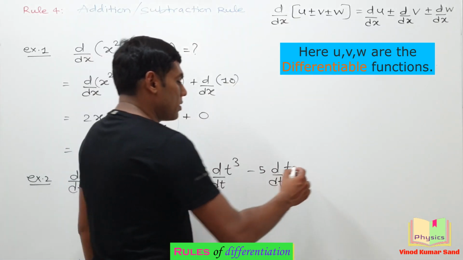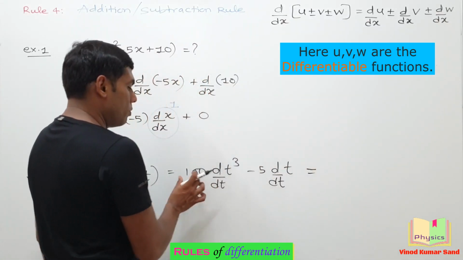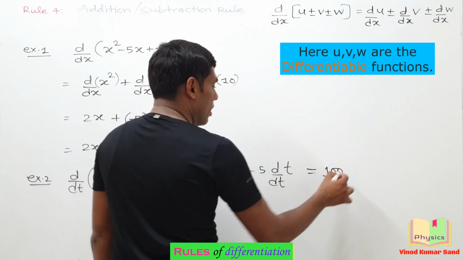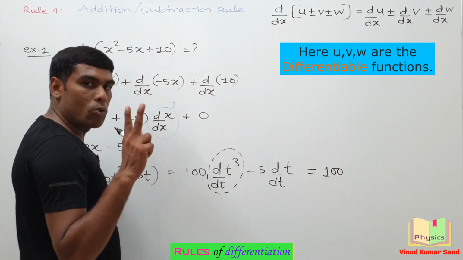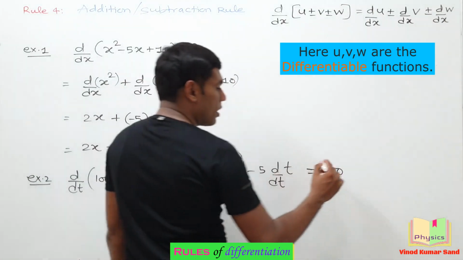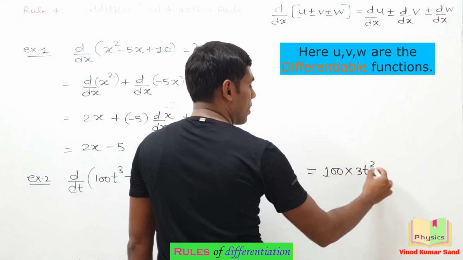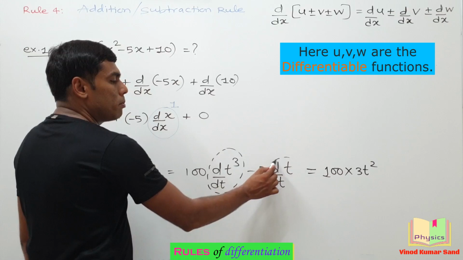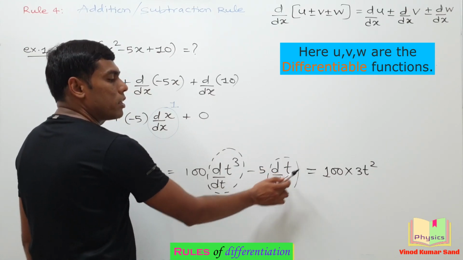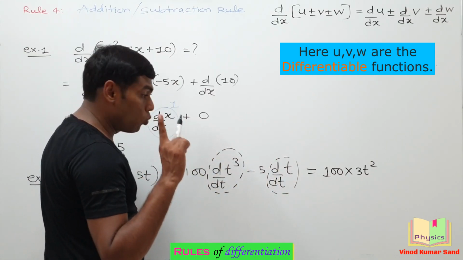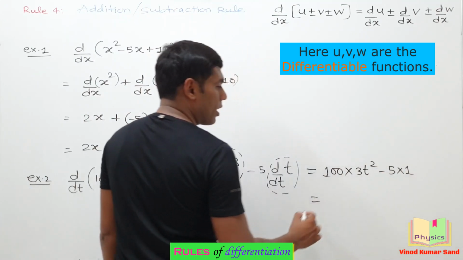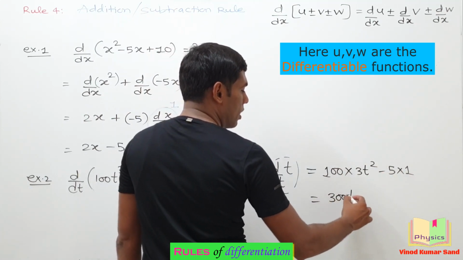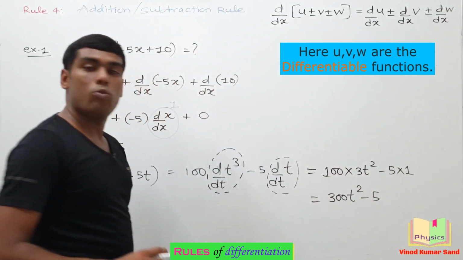Now the operation is pretty simple. 100 will keep on lying here. D by dt of t cube. You remember from rule 2, what should be the answer? It should be 3t square, and d by dt of t, this answer will become 1. So 5 into 1. Here is your final answer, 300t square minus 5.